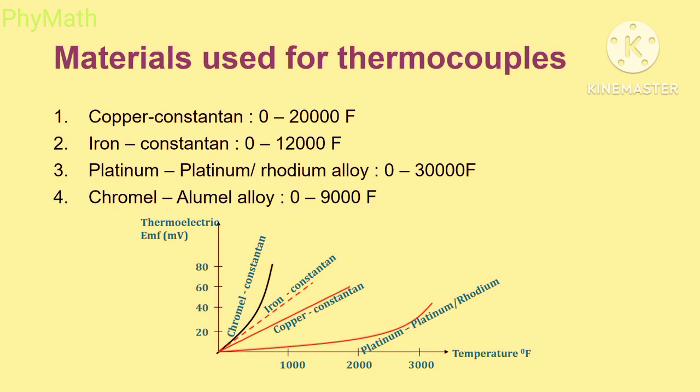Now which are the different materials you can use in a thermocouple? First, copper constantan, second, iron constantan, third, platinum rhodium alloy, and fourth, chromel and alumel alloy. And the graph indicates the temperature versus the thermoelectric EMF produced for these different materials.